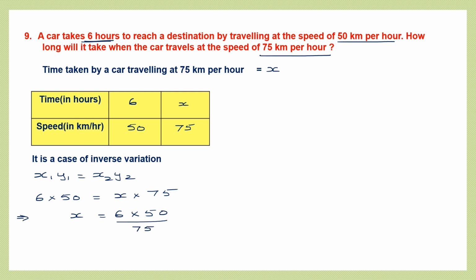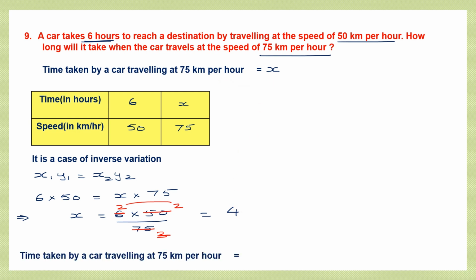Let's cancel. We can cancel 50 and 75 by 25. 25 twos are 50, 25 threes are 75. We can cancel 3 and 6. 3 ones are 3, 3 twos are 6. Now multiply. So here 2 twos are 4. We have found the value of x. And what is x? x is the time in hours. So can you see x is now 4 hours. So the time has reduced when the speed has increased. So time taken by a car traveling at 75 kilometers per hour is 4 hours. Let's write that. So that will be 4 hours. This is our answer.